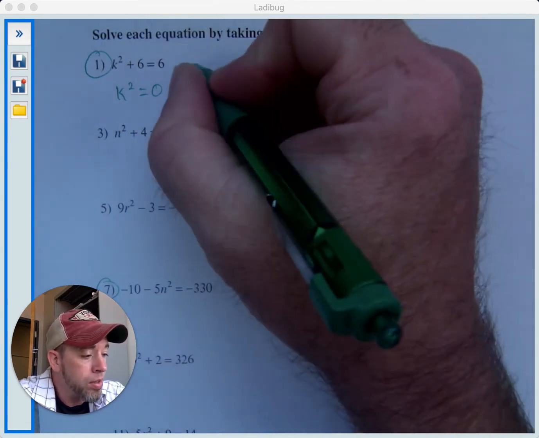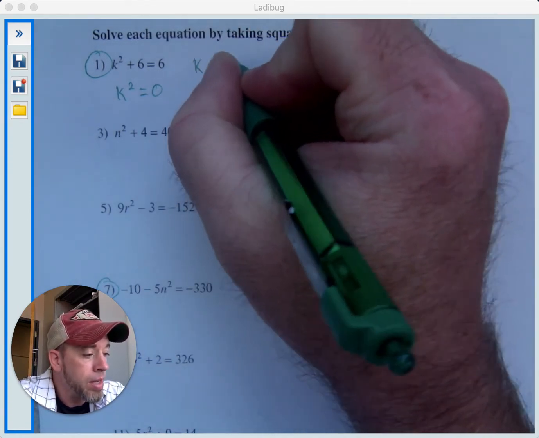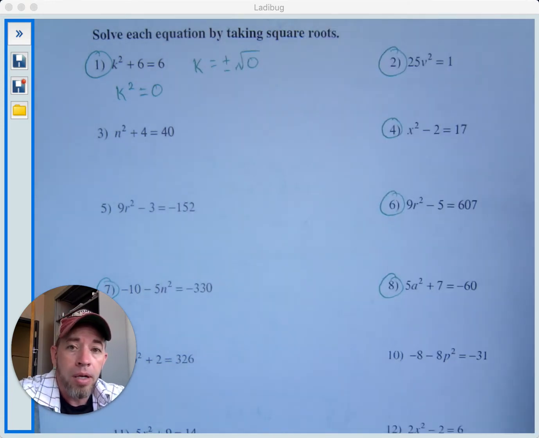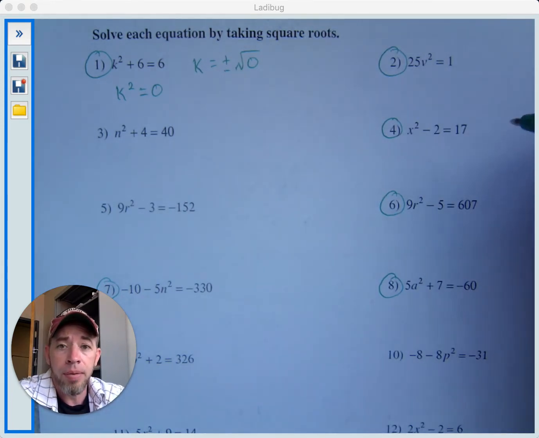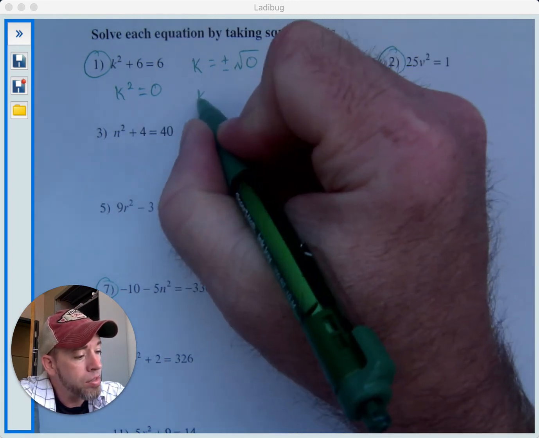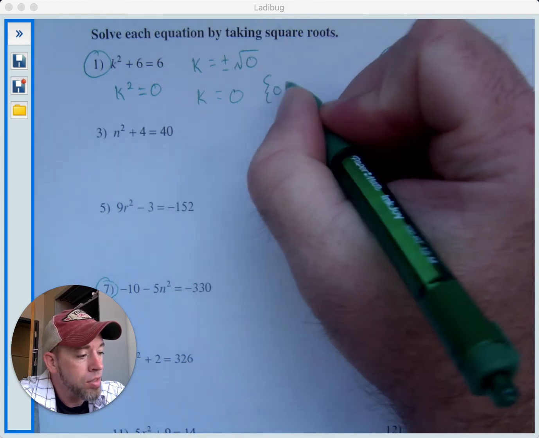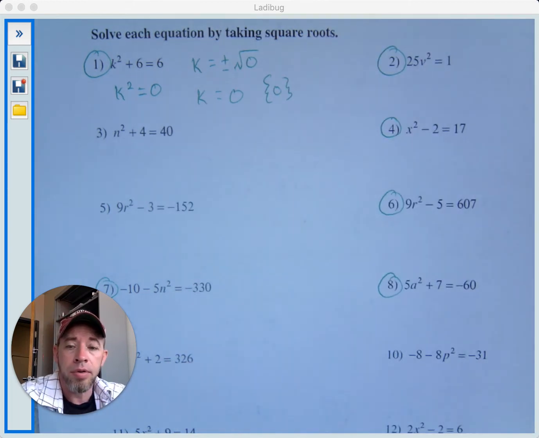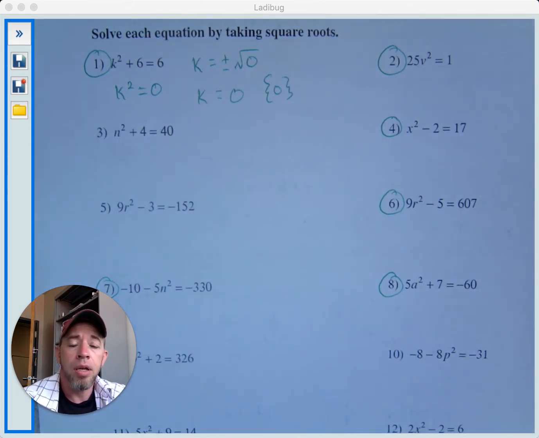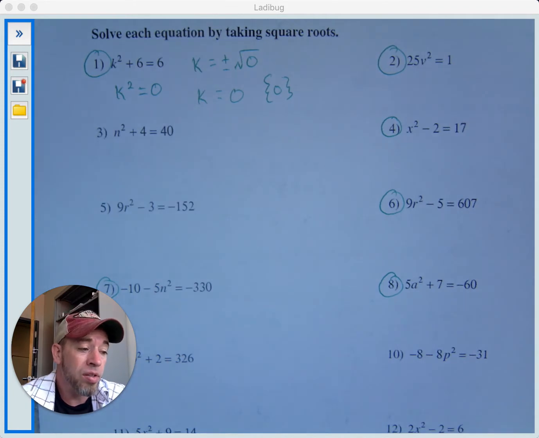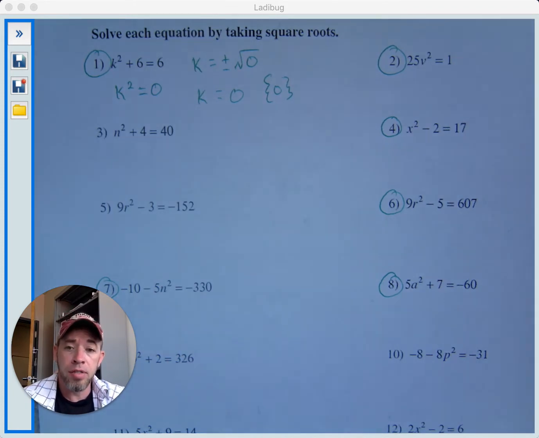So we could say k is equal to plus or minus the square root of 0, but square root of 0 is 0, and adding or subtracting 0 results in the same thing. So k is just equal to 0, which means your solution set is just the single solution 0. That's the only time really when we're going to get one solution, is when you have a 0 involved.